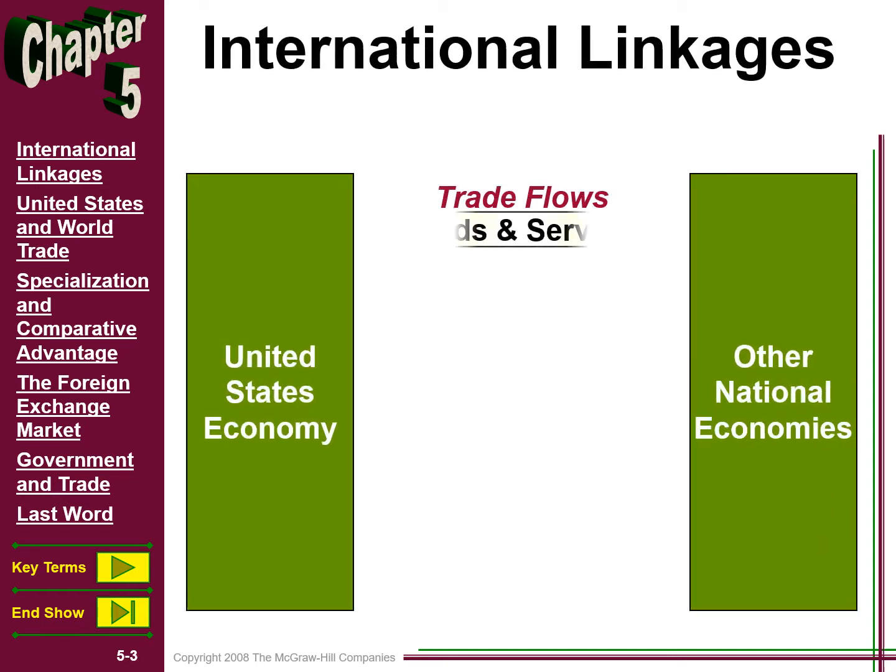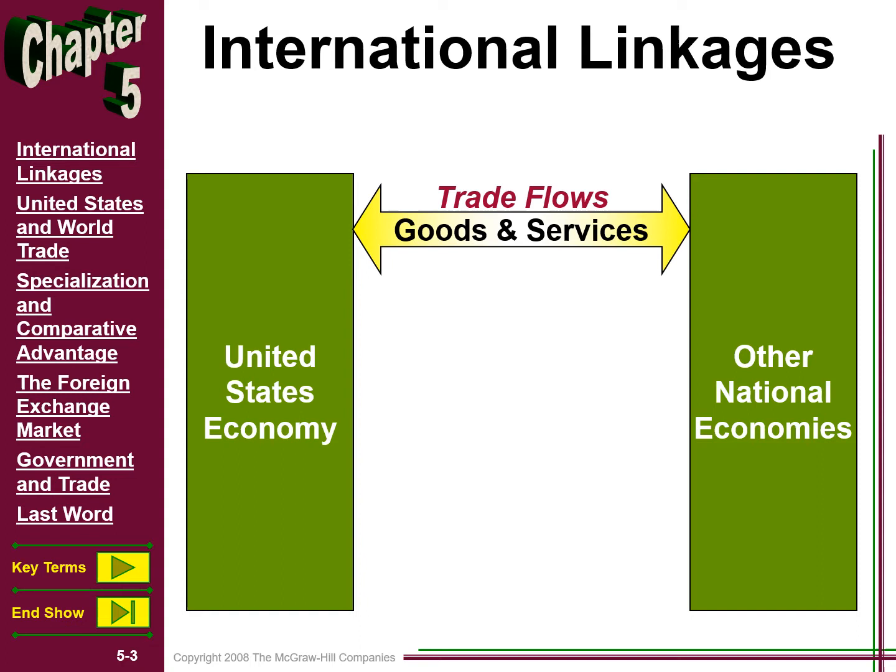So let's talk about the four international linkages. On the left-hand side, we have here conveniently the United States of America. And on the right-hand side, we have all other countries. So we're just keeping it simple here. On the left-hand side is USA. On the right-hand side, all other countries. So what do we mean by these four international linkages? Some of these terms you probably heard.